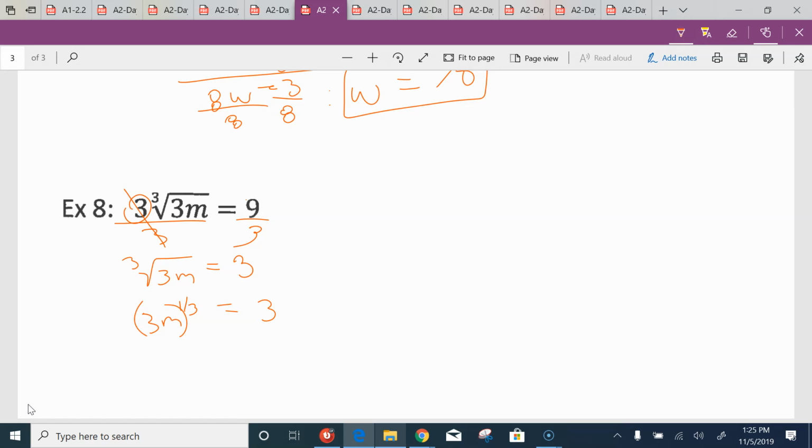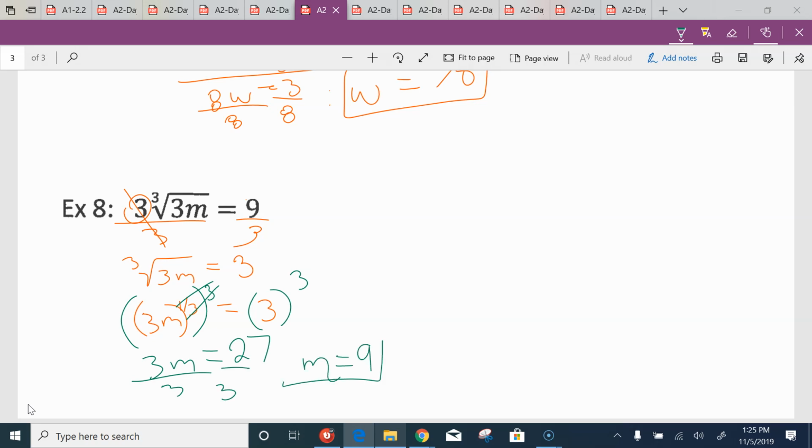Just like my instructions say, I'm going to raise this to the reciprocal. The reciprocal of 1/3 is to the 3rd power. Same thing over here. 1/3 to the 3rd power goes away, and I'm left with just 3m. 3 to the 3rd power is 27. I'll divide everything by 3, and I get the final answer of m equals 9.